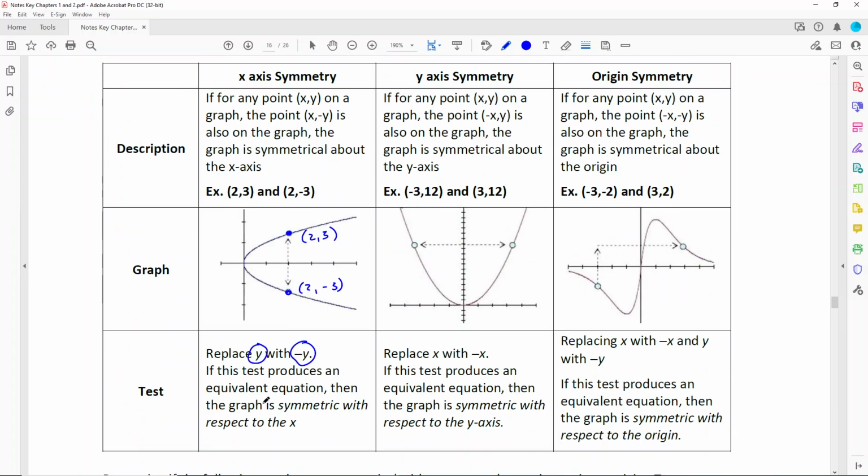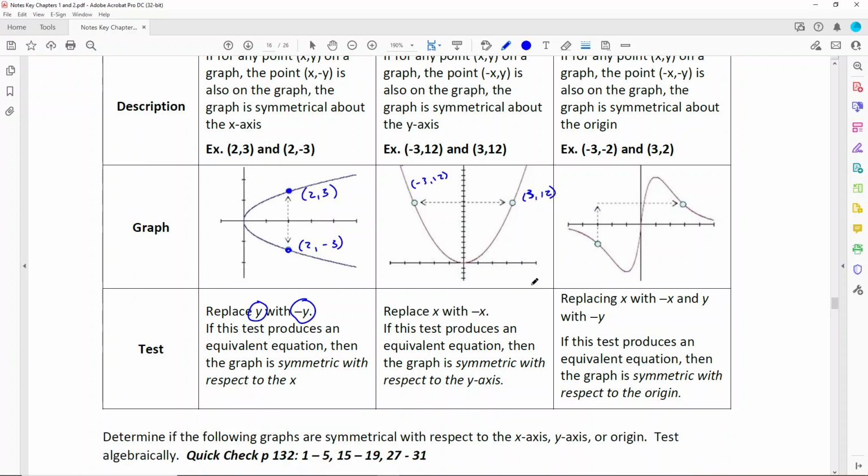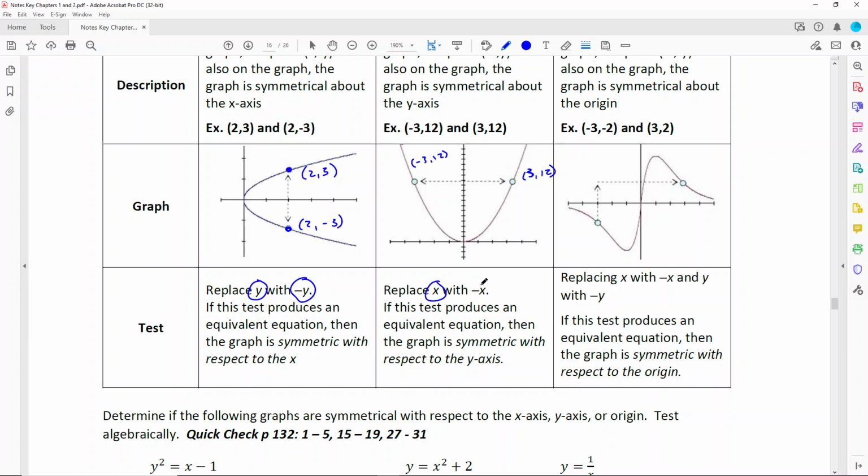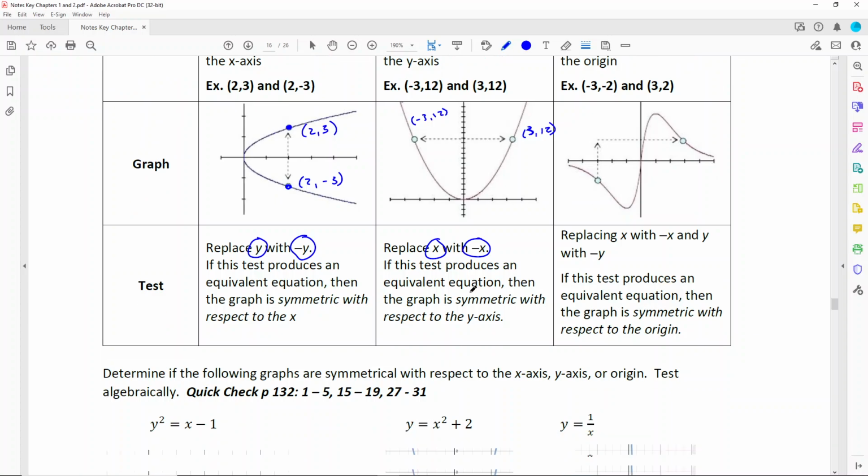Okay, let's move on to the next type of symmetry. The next type of symmetry is y-axis symmetry. If you have a point here, let's say this is at (-3, 12), then you're going to have another point equidistant from the y-axis on the other side. So if you have a point at (-3, 12), you would also have a point at (3, 12), right? You'll notice the y value stays the same, just like here the x value stayed the same, but what switches is the x value. So you go from (-3, 12) to (3, 12). To test for y-axis symmetry, you replace x with -x. If it produces an equivalent equation, we can say that it is symmetric with respect to the y-axis.